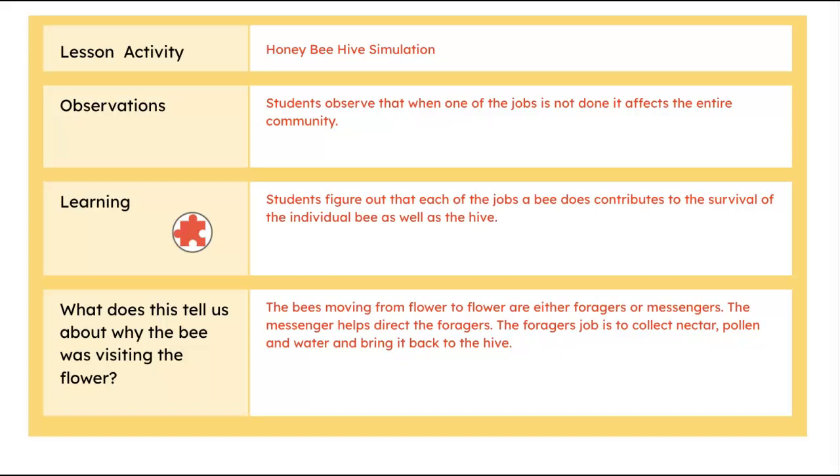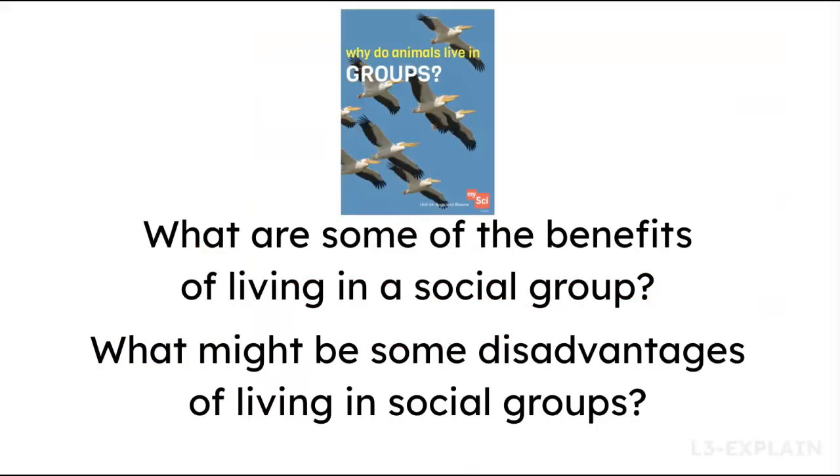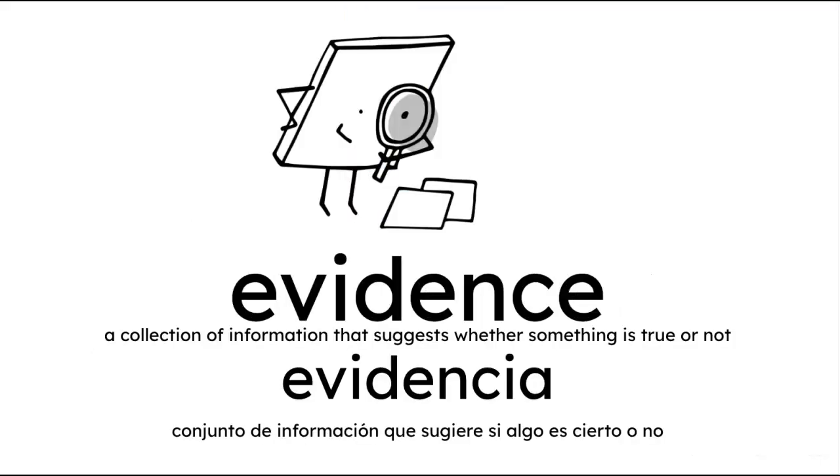From the discussion, students should understand that the bees that fly from flower to flower are either foragers or messengers. The messengers help direct the foragers. The forager's job is to collect nectar, pollen, and water and bring it back to the hive. During the discussion, you'll have students read the article, Why Do Animals Live in Groups? You can post the evidence vocabulary card.